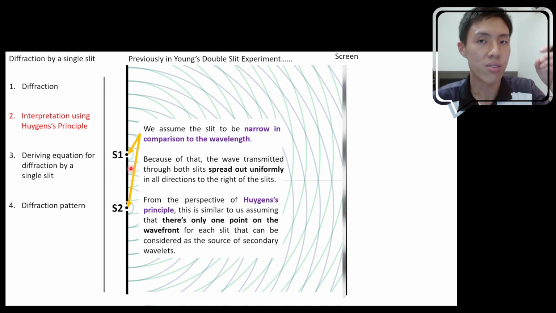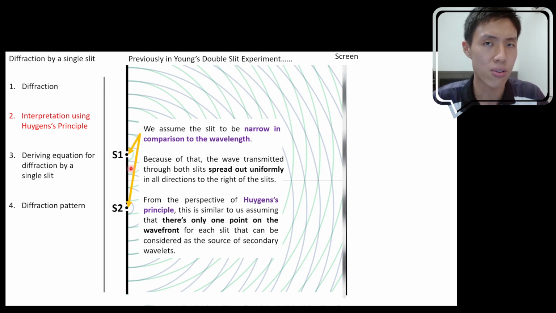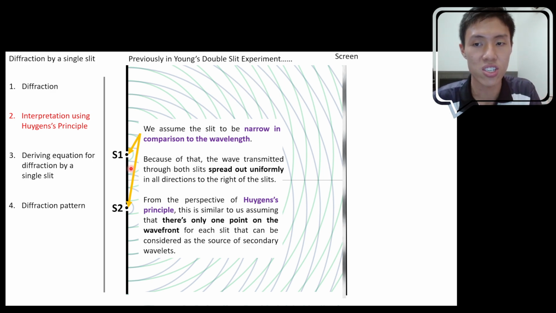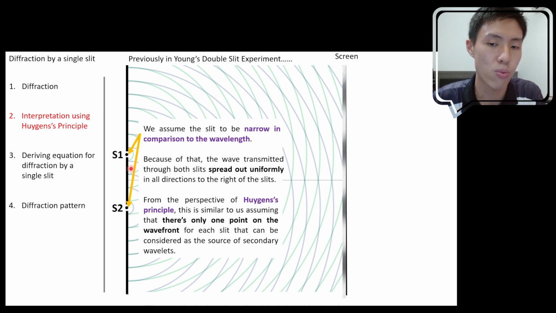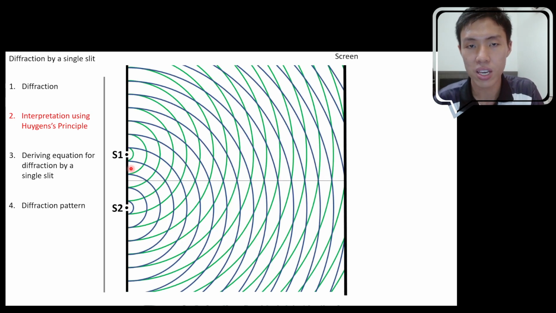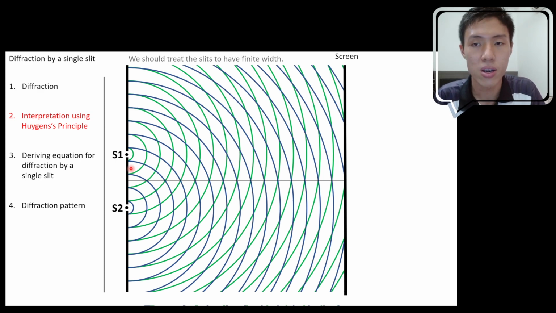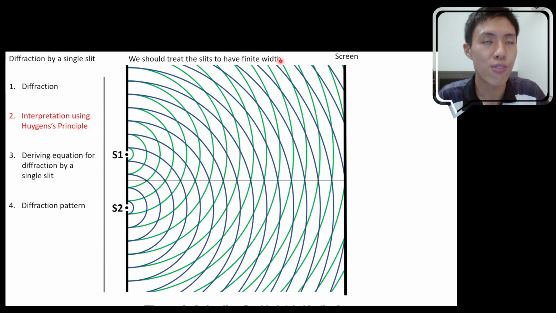So now you know that the slits for the Young's double slit experiment have to be very, very narrow, near the same size as the wavelength, around that same region of length for the width of the slits. But now we are going to move on to diffraction by a single slit. How does diffraction by a single slit differ from the double slit experiment? Well, we should treat the slit as having finite width.